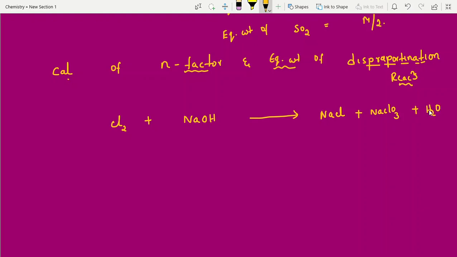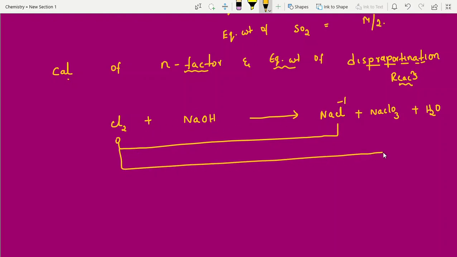Now try to calculate the oxidation states first. Disproportionation reaction, we all know: the same element undergoes both oxidation and reduction, right? This is zero oxidation state, 0 to minus 1. And again this one only, 0 to plus 5. So 0 to minus 1 means reduction. 0 to plus 5 means, yes, oxidation.